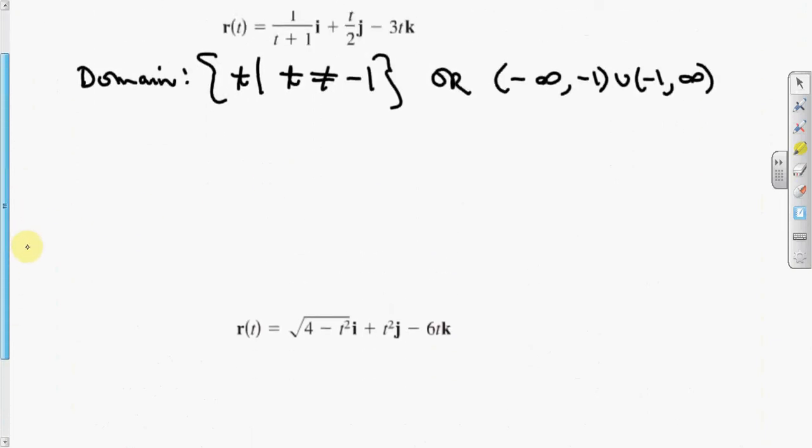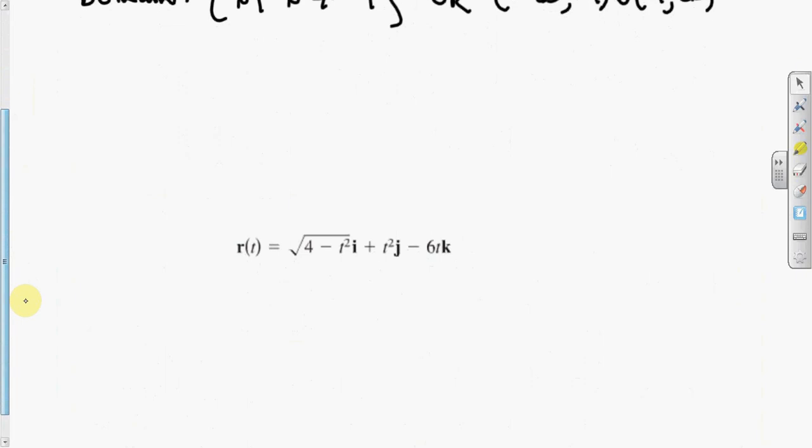You move to this next one. We look at its domain. The domain here is restricted by what's happening under that radical. We know that the terms under that radical must be nonnegative. So we know that 4 minus t squared has to be greater than or equal to 0.